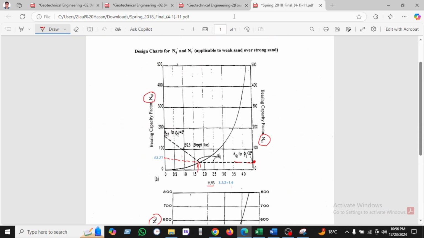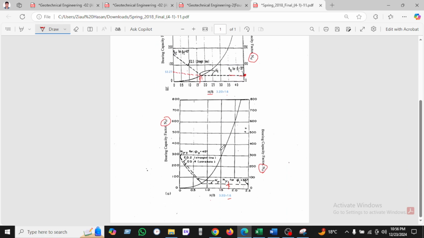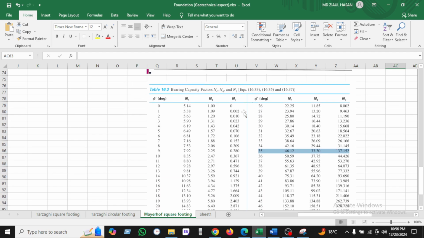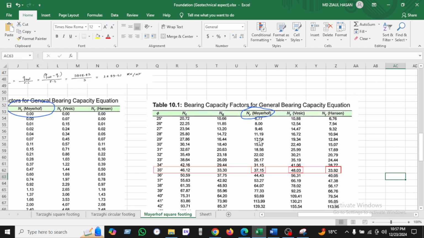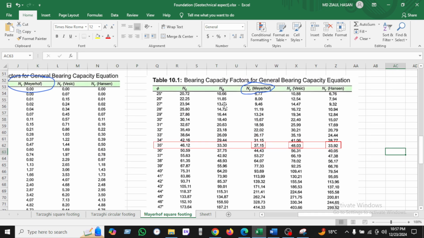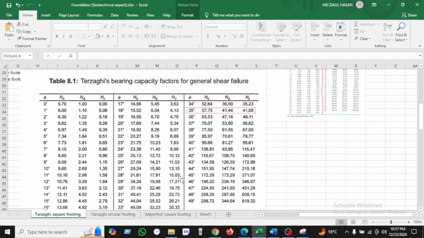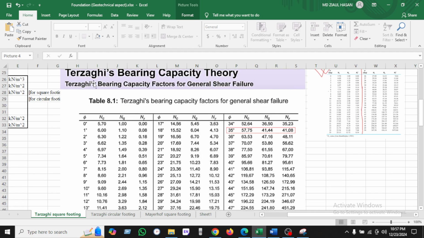I want to ensure that this is the design chart for Nq and N gamma applicable to weak soil layers. This graph is taken from reliable sources, and you can use it. This is the chart from Meyerhof for getting Nq and N gamma equations, and this is also the bearing capacity chart with Nc, N gamma for Meyerhof, N gamma for Vesic and Hansen, and this chart is only for Terzaghi. You can use this graph only for Terzaghi.